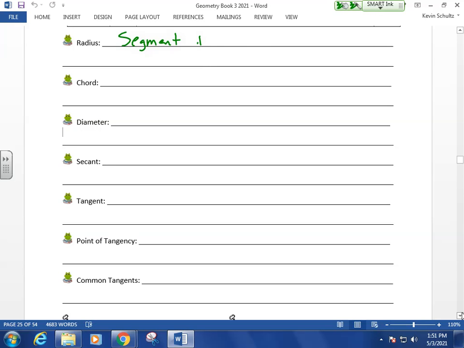So it's a segment that connects the center of a circle to the edge. A segment that connects the center of a circle to the edge. I feel weird using the word edge because the circle doesn't really have edges or sides, but maybe a point on the outside of the circle, but that's too many words, so we'll use edge.